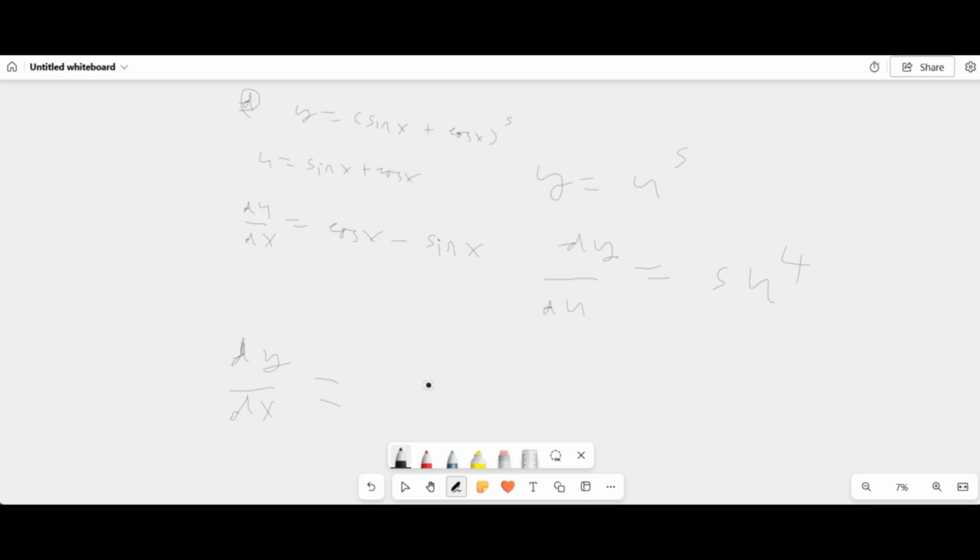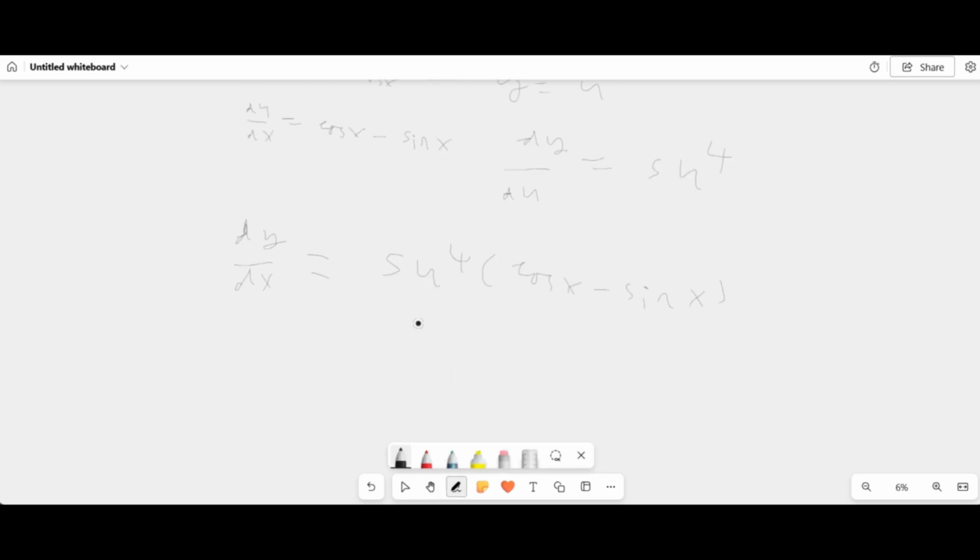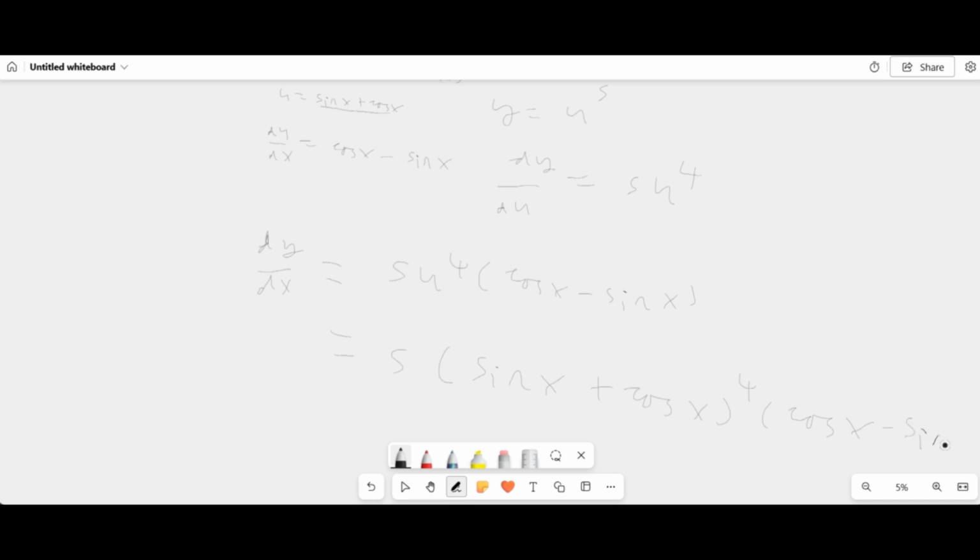Okay, so you times these two together, so 5u to the power 4, open bracket, cos x minus sin x. And then obviously u is just whatever we had originally, sin x plus cos x here. So that's just 5 open bracket sin x plus cos x to the power of 4, open bracket cos x minus sin x.